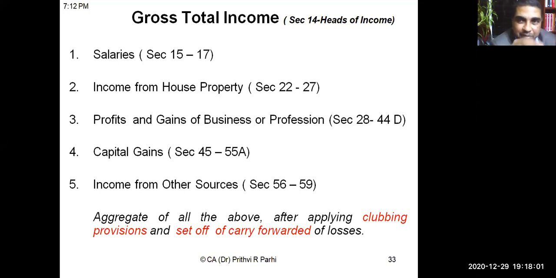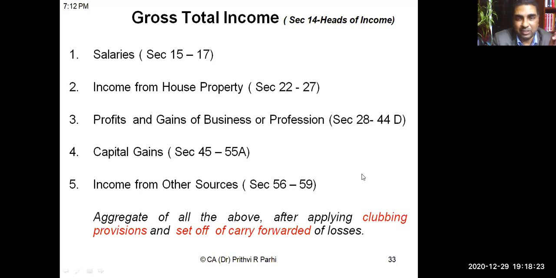Are you getting the meaning of carried forward? Last year there is a loss, but current year there is a profit. That loss can be carried forward and can be set off against current year's profit. If that is there, then that loss has to be set off here. So these are the two adjustments.